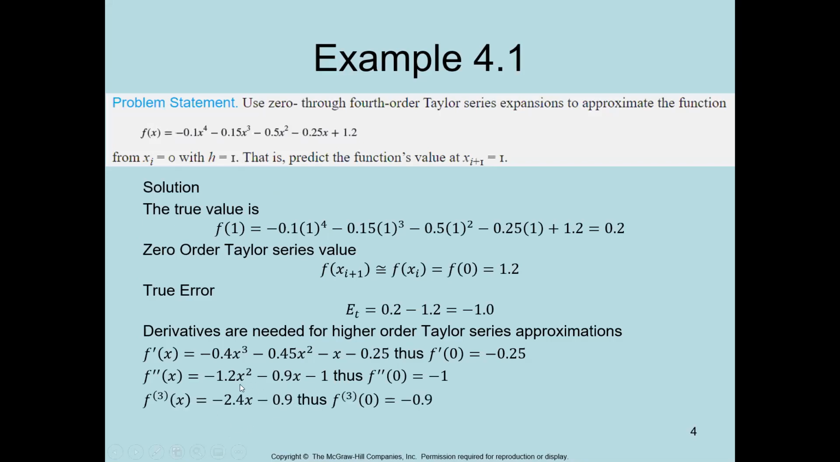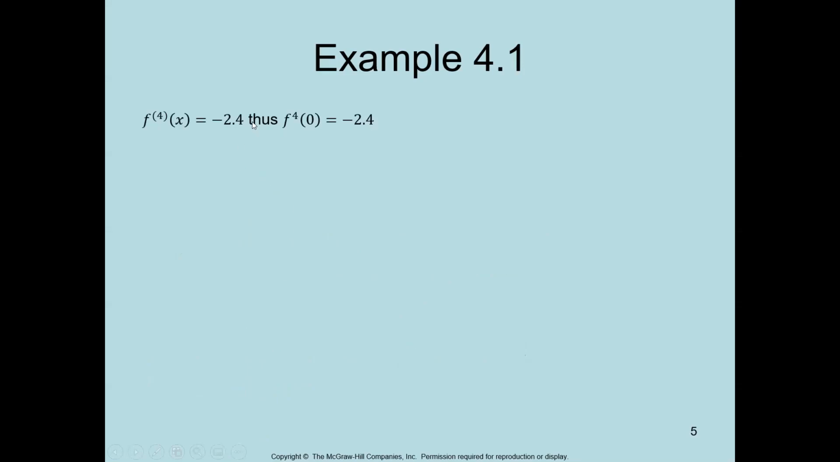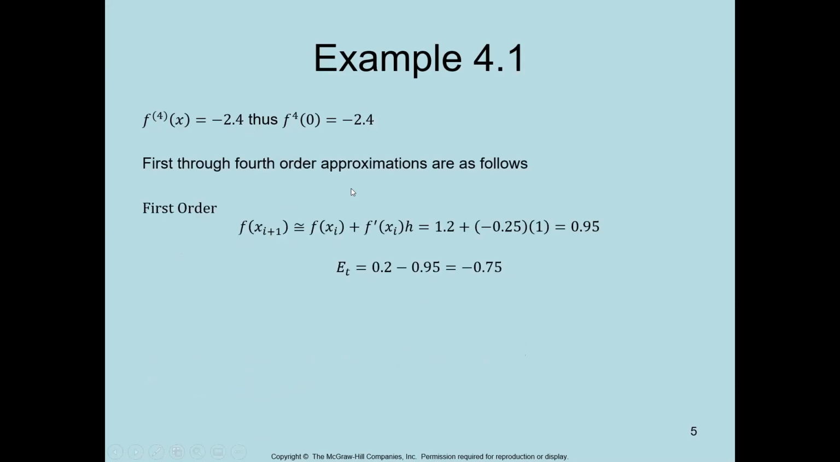So for example, the third derivative was this, minus 2.4x, and the fourth derivative will be minus 2.4. Yeah, a constant value. So f4 at 0 will be minus 2.4. So now we can apply these successive approximations.